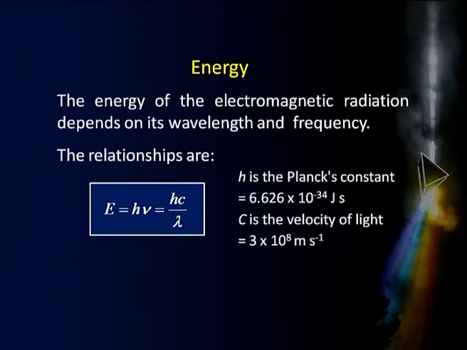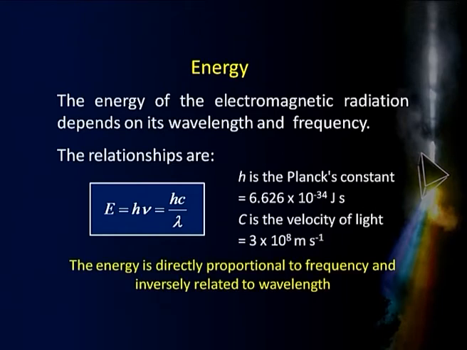Here h is Planck's constant, 6.626 × 10^-34 joule second, and c is the velocity of light, 3 × 10^8 meters per second. So, energy is directly proportional to frequency and is inversely related to wavelength.